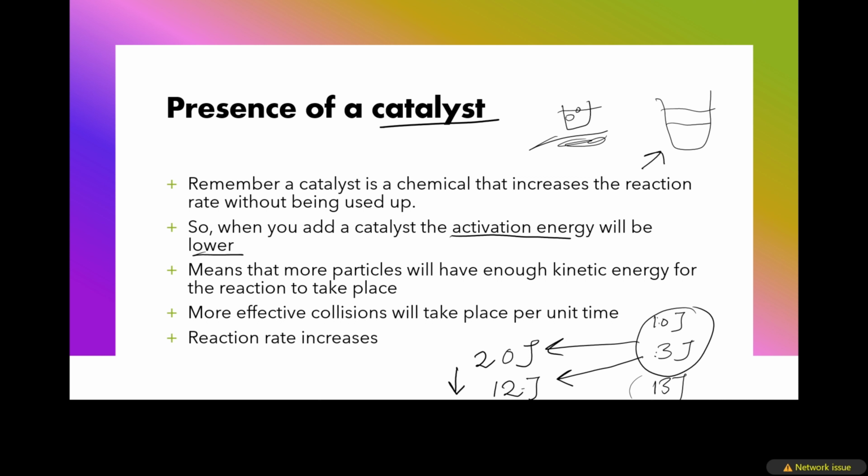reaction. So the whole point here is that when you add a catalyst, the activation energy will be lower. That's the first mark. And then what does that mean when the activation energy is lower? It means that there will be more particles that have enough kinetic energy for the reaction to take place. That's the second mark. And if more particles have enough kinetic energy, then there will be more effective collisions taking place per unit time. That's your third mark. And your last mark is the reaction rate will increase because there will be more effective collisions, meaning that there will be more products formed per unit time. So here, this is also 4 marks.